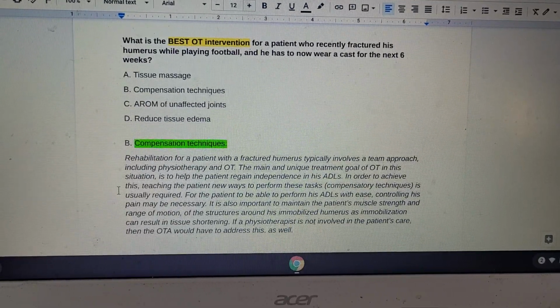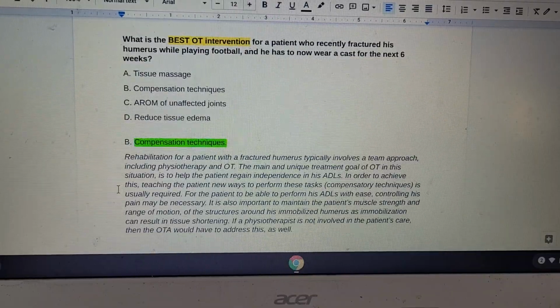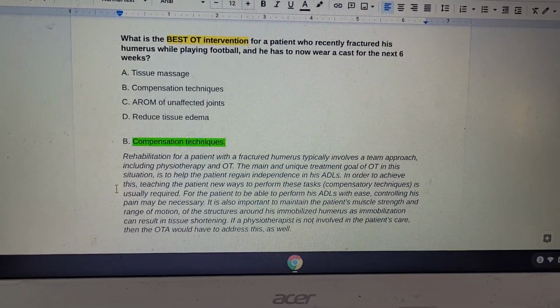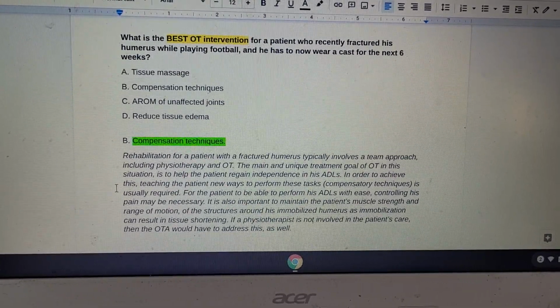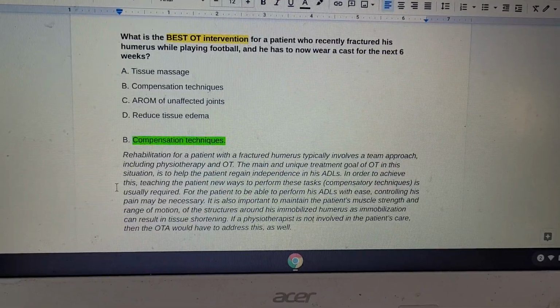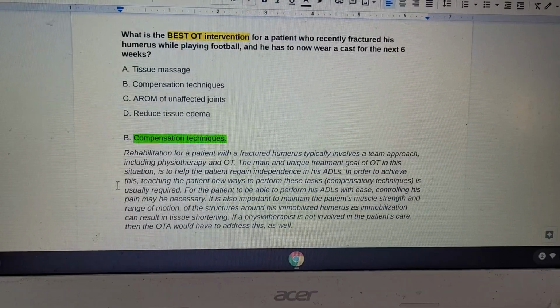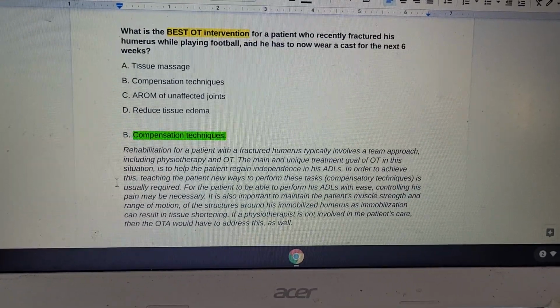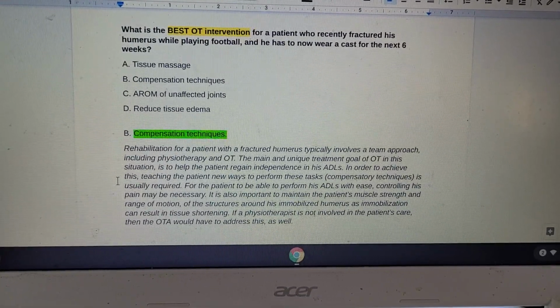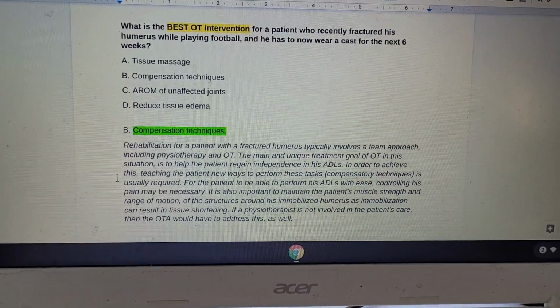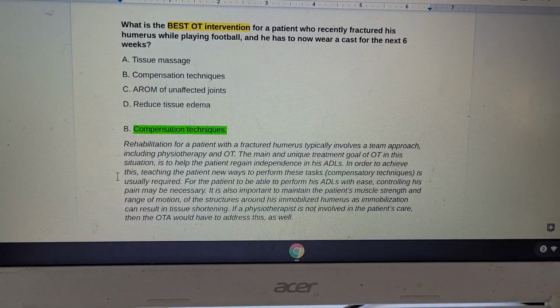And the reason for it is because rehabilitation for a patient with a fractured humerus typically involves a team approach, including PT and OT. The main and unique treatment goals of OT in this situation is to help the patient regain independence in his ADLs. In order to achieve this, teaching the patient new ways to perform these tasks, compensation techniques, is usually required.